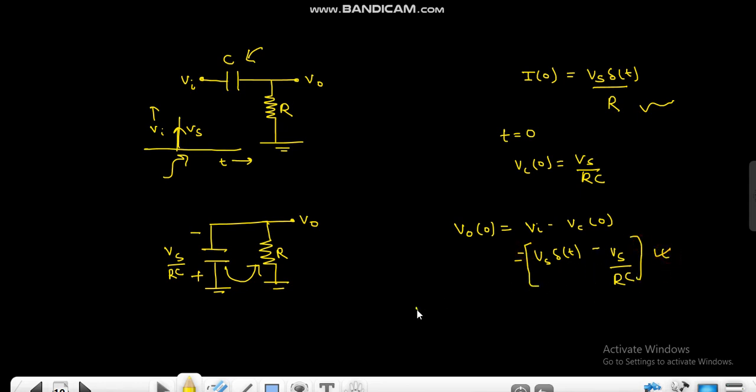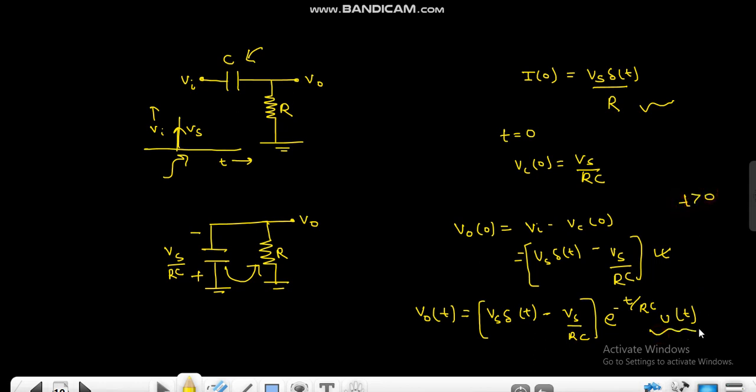Now if you want to write the expression of V naught with respect to time, you will write Vs delta t minus Vs by Rc. Now it will completely discharge, so e to the power minus t upon Rc ut. See, all of this is happening at t greater than 0. That's why I have applied ut.